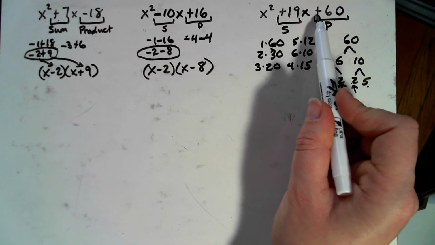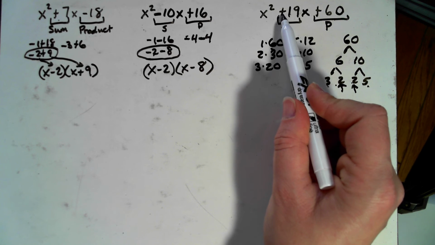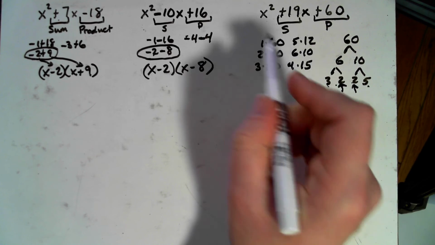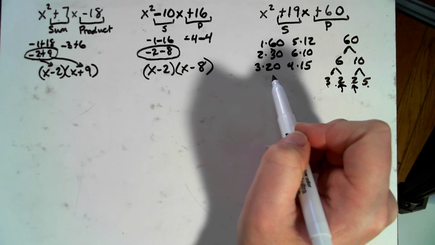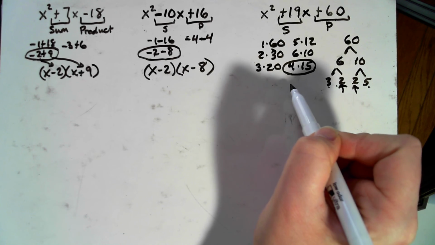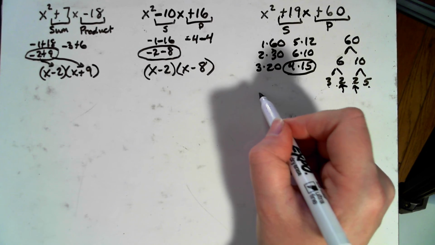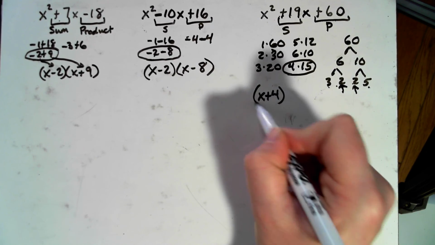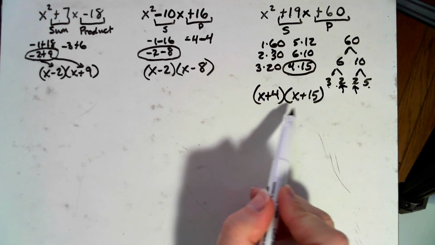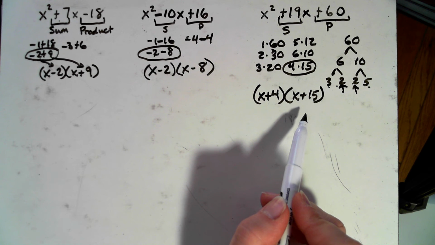So now let's take a look. We have positive here and positive here, meaning they have the same sign, and that sign is positive. So I just need to find a pair of these that adds up to 19. That would be this 4 times 15. So I'm going to do x plus 4 and x plus 15, and that is my answer here. So I factored it into what it needs to be.